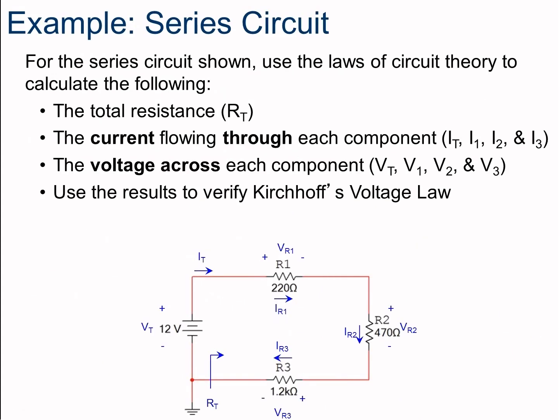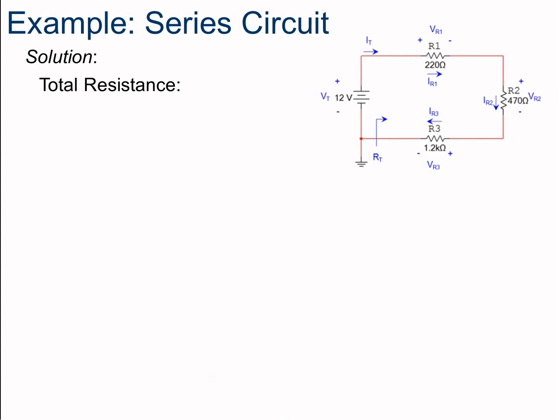So let's do an example. We want to find out what the total resistance is. We want to solve for the current flowing through each component. Then we also want to know the voltage across each component, and then we want to use the results to verify Kirchhoff's voltage law. You might think, wow, that is a lot of work. Well, how many equations are we going to need? Basically, just Ohm's law. You'll see. So let's start with the total resistance. We don't even need Ohm's law yet. We just need addition. Go ahead and solve for the total resistance.